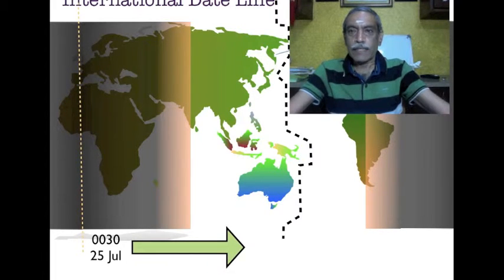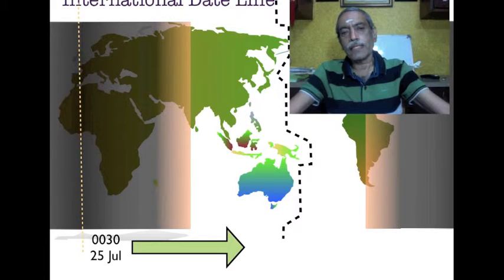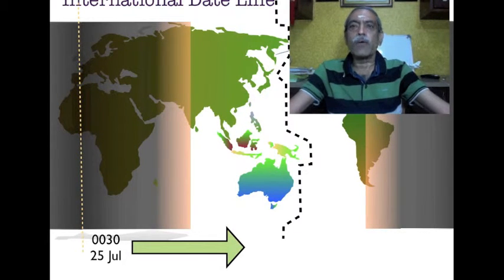So let's move towards the international date line. Let's assume the date is around 25th July. That means a new date has just begun at 0 GMT, just about past midnight on 25th July. Therefore, at around the international date line, it's going to be midday of 25th July.